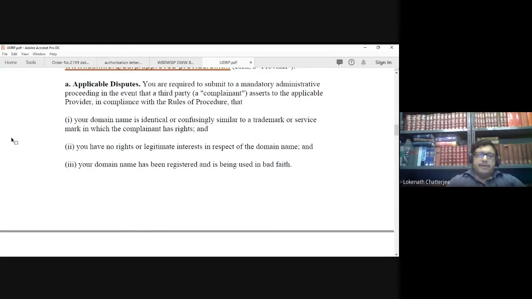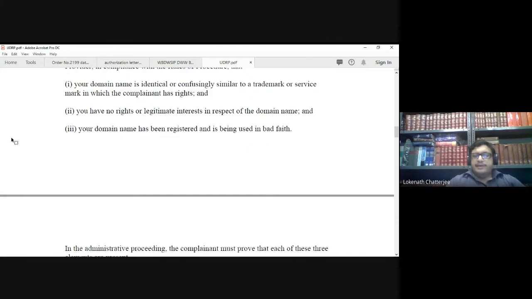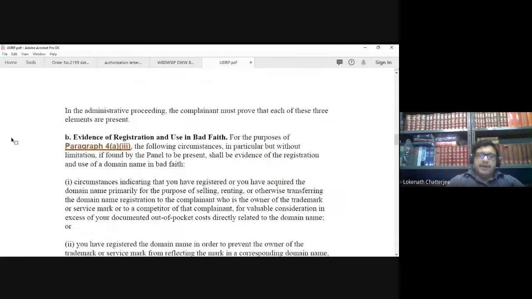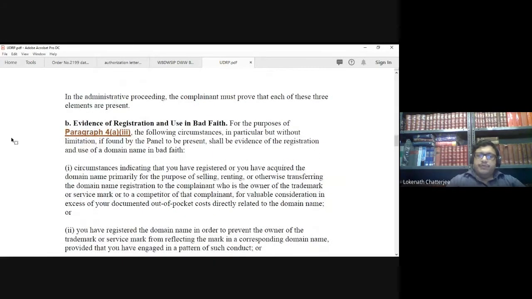Now the domain name has been registered and is being used in bad faith. So it is not merely under application. The domain name has to be registered. The domain name is identical or confusingly similar to a trademark or service mark in which the complainant has rights, and then the person who's registered has no rights. Moving on. So in the administrative proceeding, the complainant must prove that each of these three elements are present.